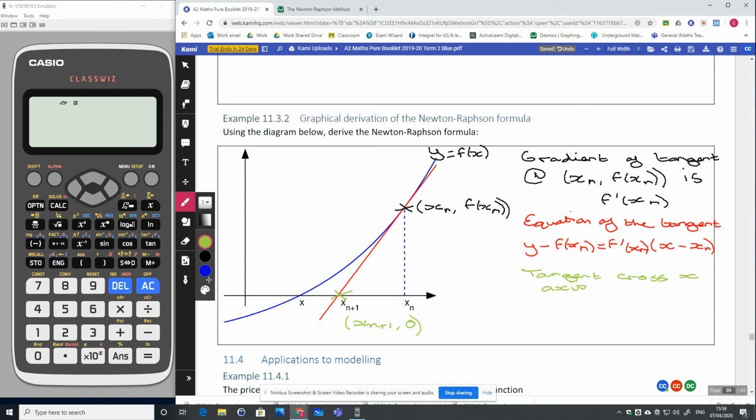So if we are looking where we cross the x-axis, y is equal to 0. So I've got 0 minus f of xn is equal to f dashed of xn. The x coordinate that I'm looking for, or substituting in at that point, is xn plus 1. And I've got xn there from the formula. So rearranging that, if I divide through, what's that minus sign?